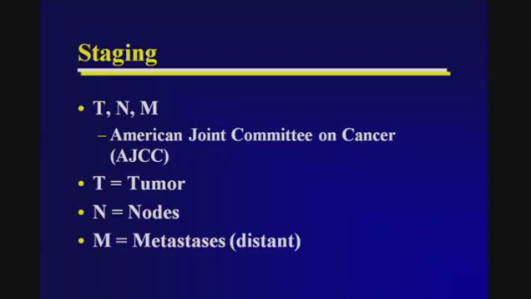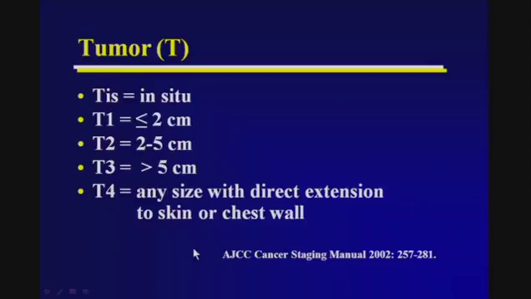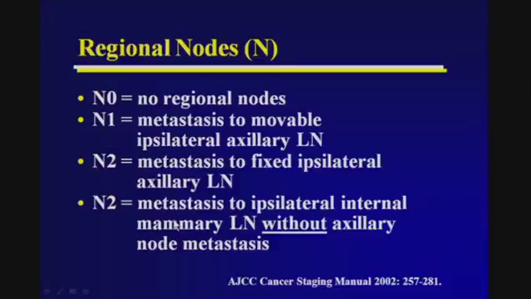When we think of staging, we're going to refer to the TNM system published by the American Joint Committee on Cancer. And the T stands for tumor, N for nodes, and M for metastatic disease. When we think of the T, the tumor size, fairly straightforward, that we're giving a T value based on the size. For example, less than 2 cm is T1, greater than 5 cm is T3. And note that T4 is any size with direct extension to the skin or the chest wall. This is an area where we can identify T4 disease, especially involving the skin, on ultrasound.